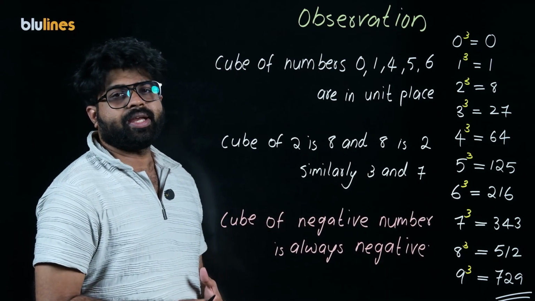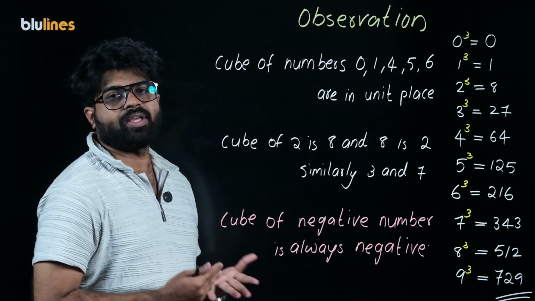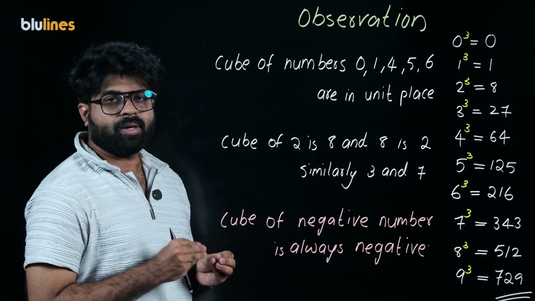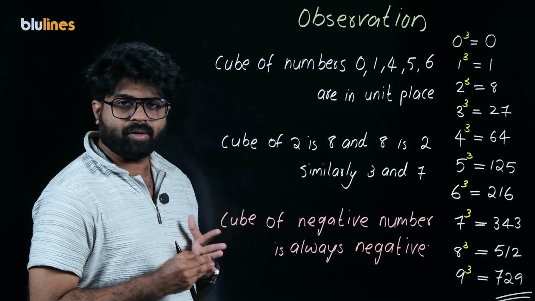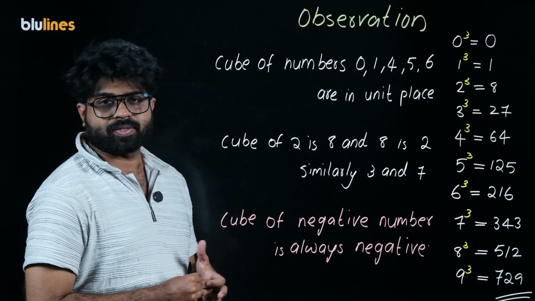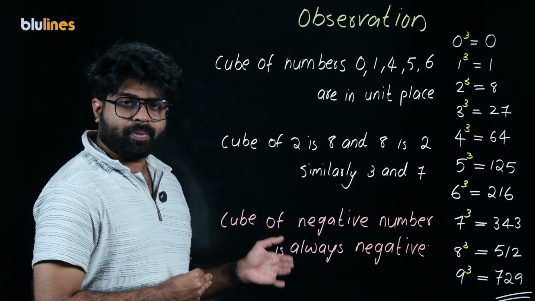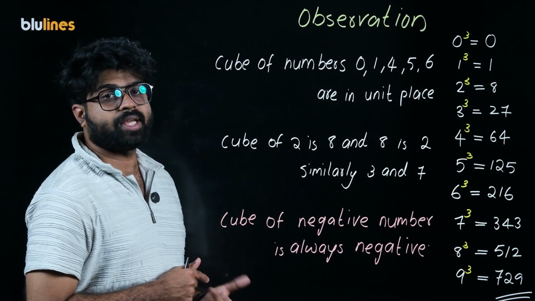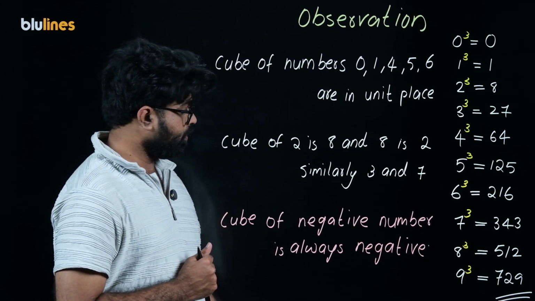And if we cube any negative number, it always turns out to be negative. If we square a number, it is always positive, because negative multiplied by negative is positive. But here we have negative multiplied by negative multiplied by negative, which is always negative. So the cube of a negative number is always negative.